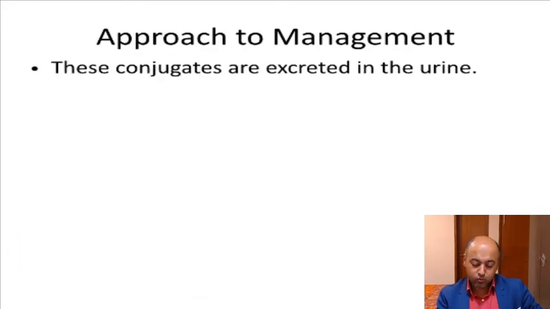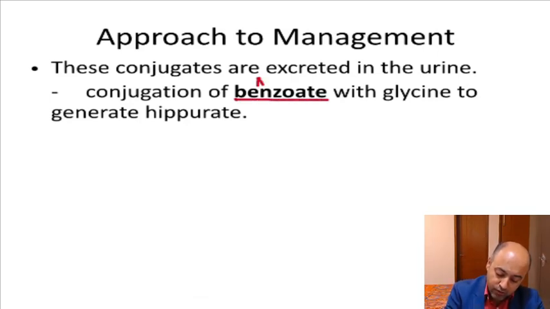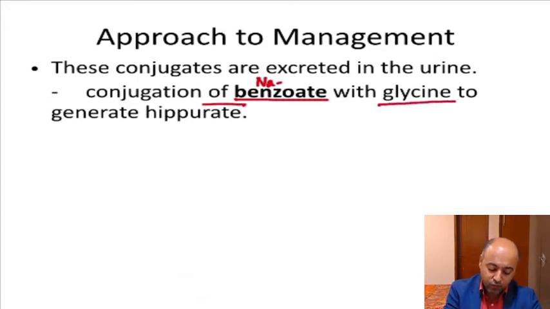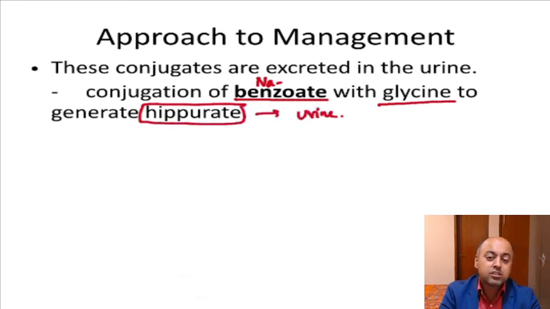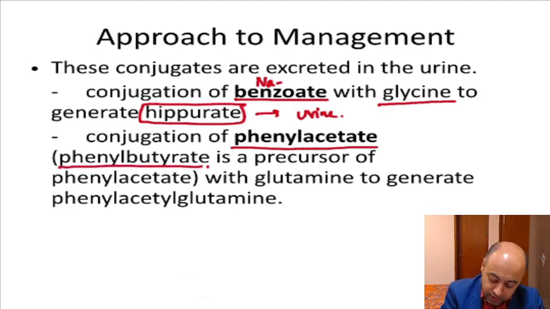Now, in the approach to management, the most important thing to note is two molecules which increase the excretion. First is benzoate, commonly given as sodium benzoate. Benzoate will combine with glycine and form hippurate, and this hippurate will be lost in the urine because it is water soluble, filtered, secreted, and quickly removed. Second is phenyl acetate. We don't give phenyl acetate, rather we give phenyl butyrate, which is the prodrug.